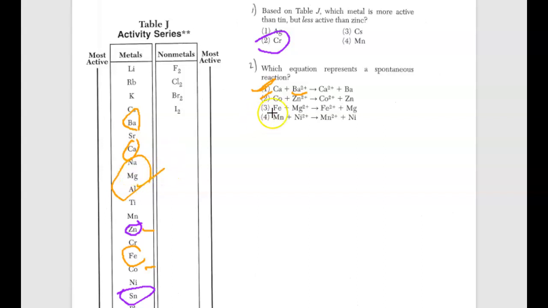Magnesium is higher. It's already in the ion form. It is not going to be number 3 either. The only one left is number 4. So let's take a look.